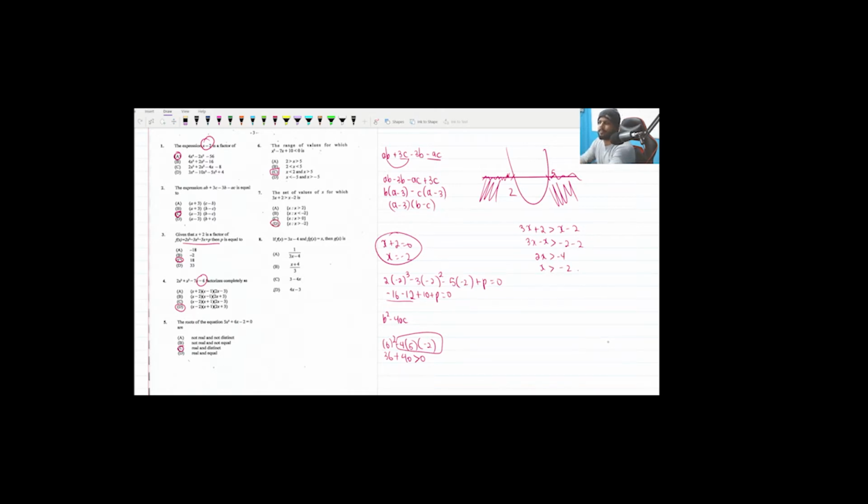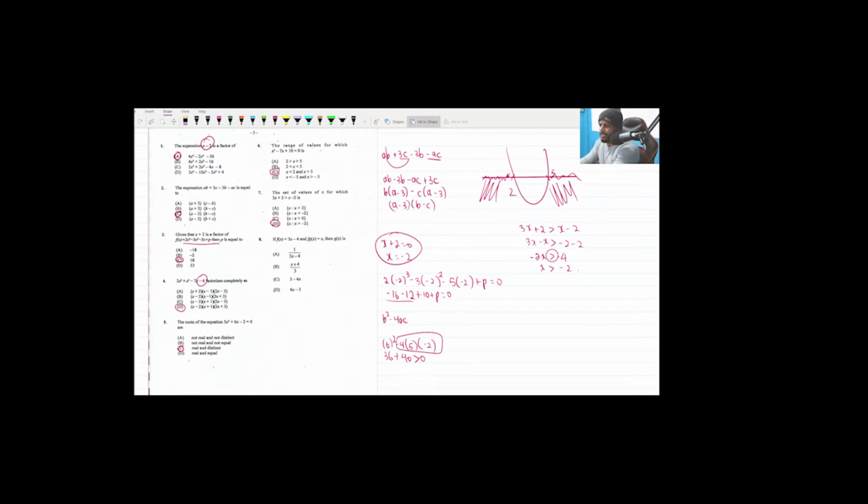D is the answer. Now, you might be tempted to say, well, this is a minus, so the sign has to change. No. Just remember, we only change the nature of this inequality sign if we are dividing or multiplying by a negative number. I am dividing by positive 2 to solve for x. If this was a negative here, only then will this sign change.